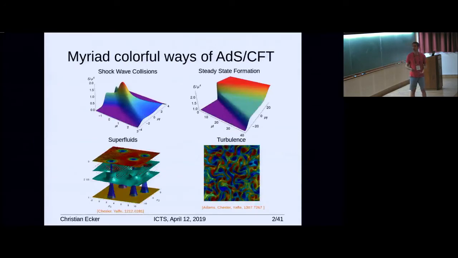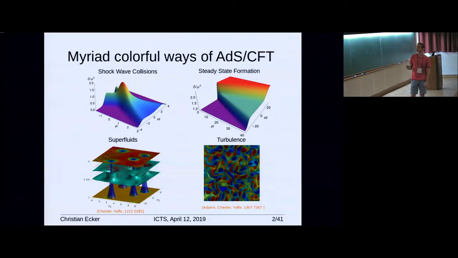These methods have many applications. As Ayan already mentioned, the method that I will present was actually developed to describe shockwave collisions in N=4 super Yang-Mills theory as toy models for heavy ion collisions. And there is a famous picture of a shockwave collision in N=4 super Yang-Mills theory, which is based on a gravity calculation where you do a collision of gravitational shock waves in ADS-5.